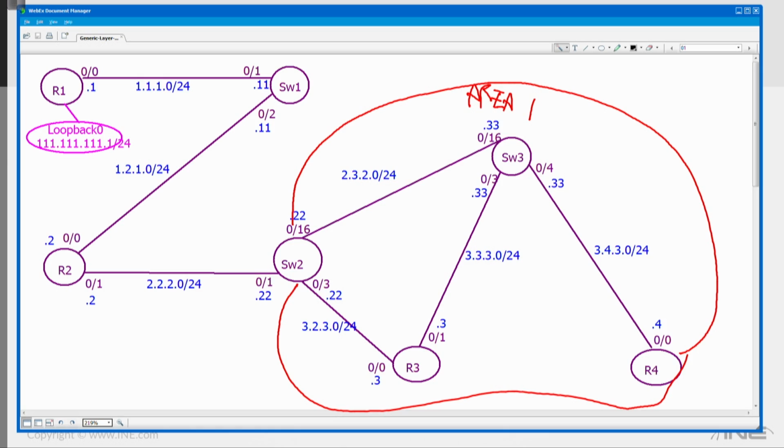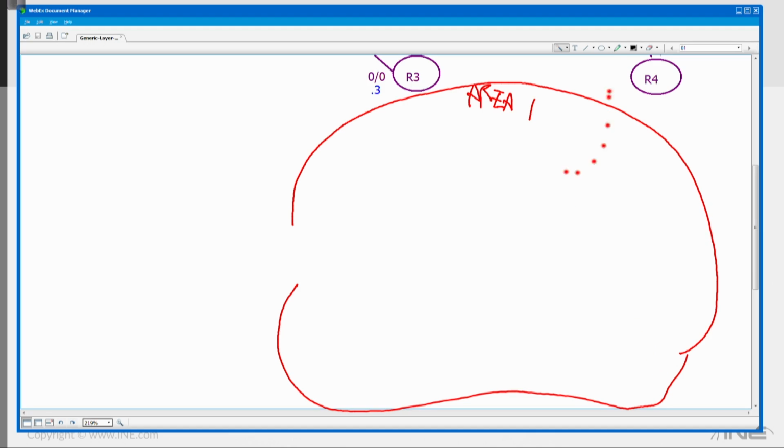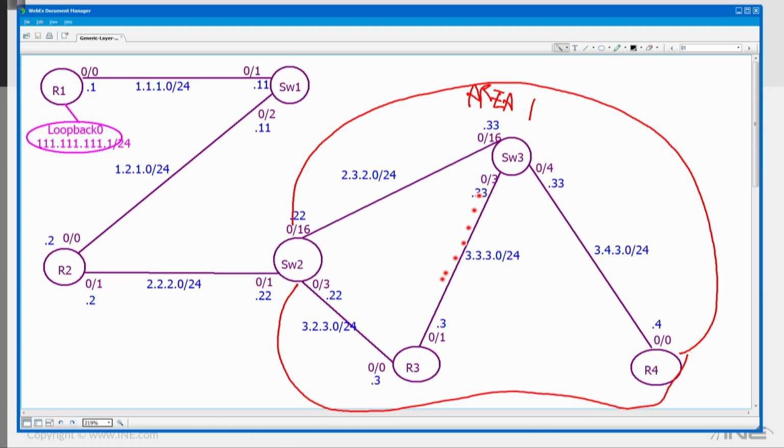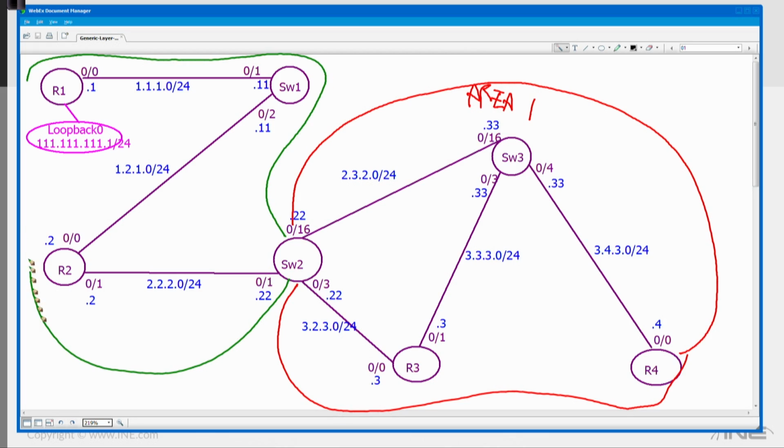What area, Keith? You might ask me. It doesn't matter. It doesn't matter if it's area 0, area 1, area 90. Just the fact that a router has all of its links in one area means it's an OSPF internal router. So in this particular case, R3, switch 3, and R4 would all be considered OSPF internal routers. Now furthermore, let's say that I actually now have two areas like this. And remember, if you have two or more areas, one of them has to be area 0. It's got to be the backbone area.